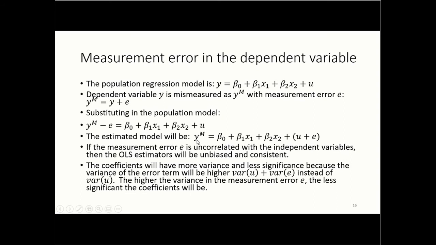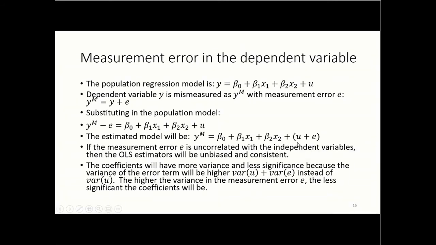So here the estimated model would be the mismeasured value of y regressed on x1 and x2. And here we're going to have a composite error, that is the original error term plus now the measurement error. So if this measurement error is uncorrelated with the independent variables, then this whole error term would be uncorrelated with the independent variables. So the OLS estimators would be unbiased and consistent.